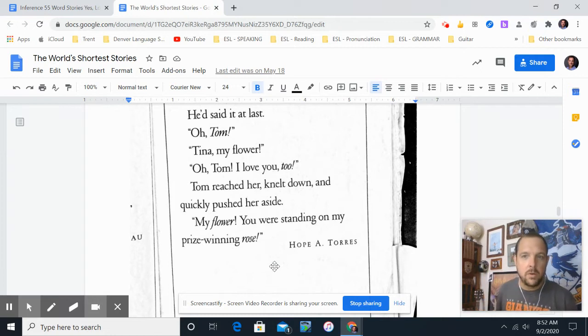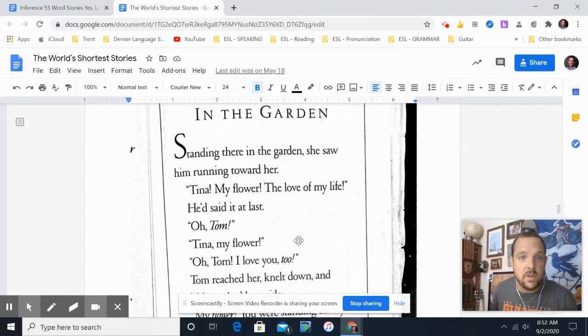Okay. So remember that an inference needs background understanding, right? Your understanding of what's going on in the story, and then also some plot details that tell you what's going on here. So first of all, we see a person in the garden. And she sees somebody running toward her.